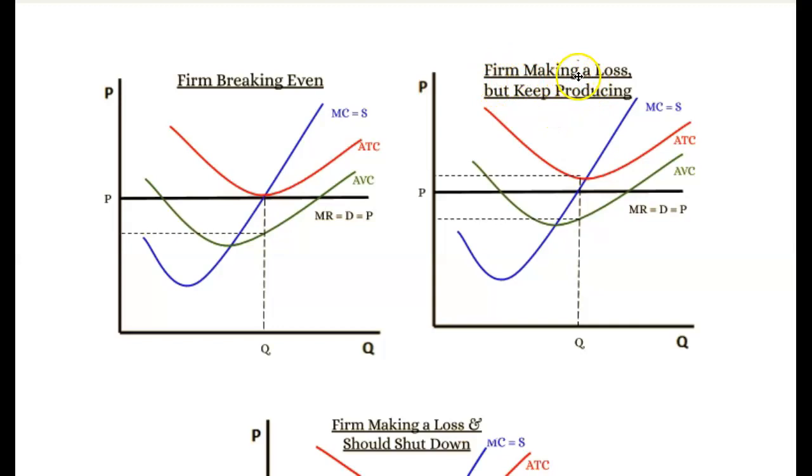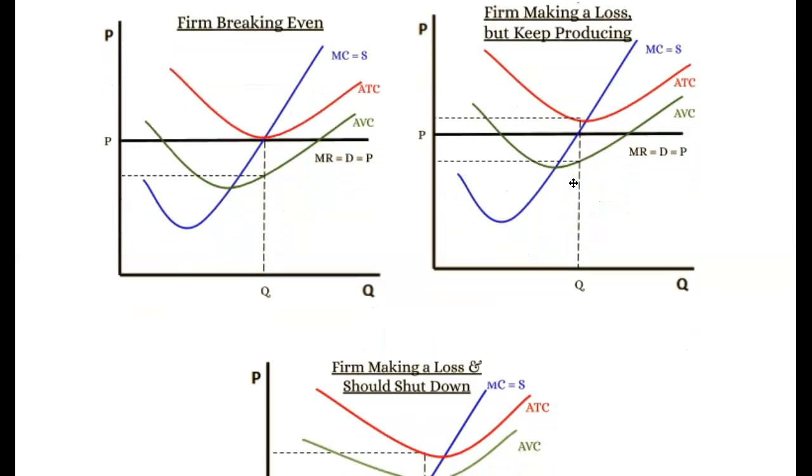This firm is making a loss but should keep producing. ATC, you can see, is above the price, but AVC is below price. So yes, it's making a loss. It's making a loss of this little sliver here, but it's still able to make its production costs. It can't quite pay all of its fixed costs, relatively speaking, but it can make its production costs.